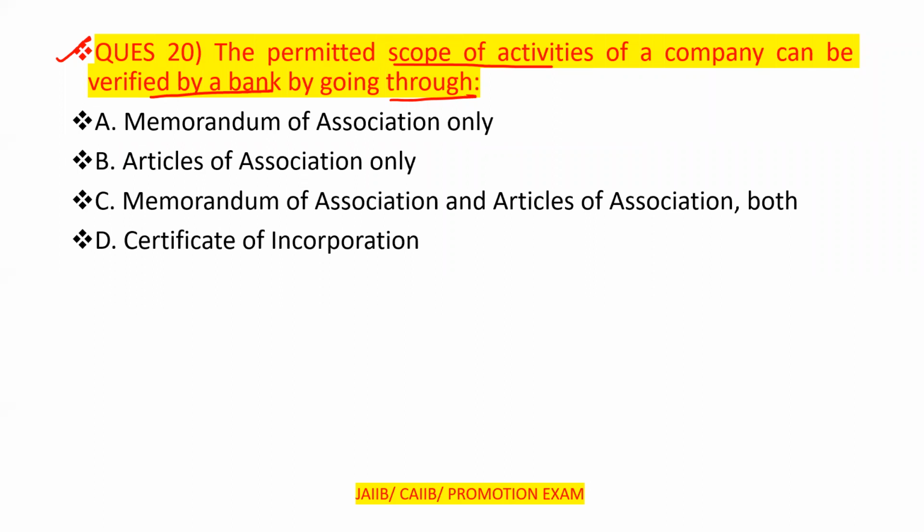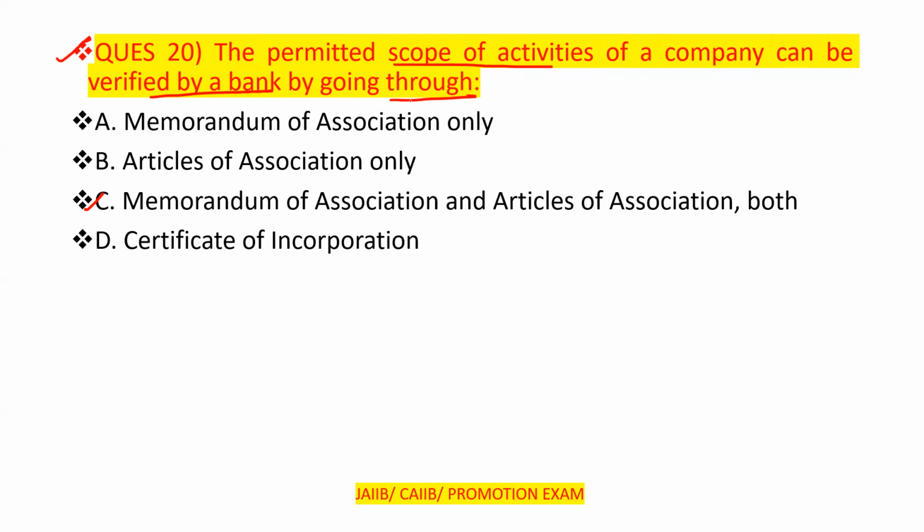Option A, memorandum of association only. Option B, articles of association only. Option C, memorandum of association and articles of association both. Option D, a certificate of incorporation.